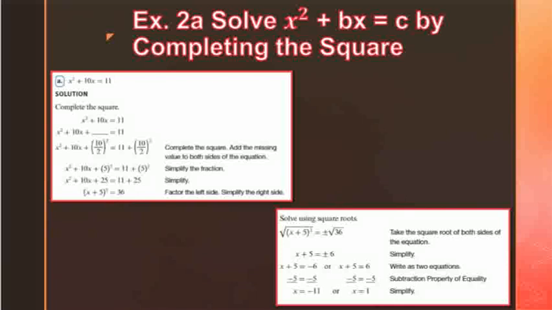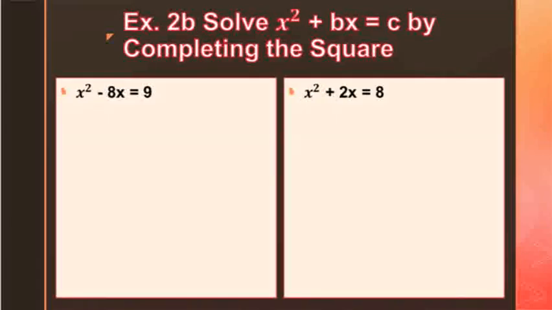Second example, solve x squared plus bx equals c. So the only difference in this problem is that our c is on the other side. We're still going to complete the square like we just did, but whatever we did on one side, we need to do on the other: add the same number to the other side. We're going to add that to c. Then we solve for x. So let's take a look at an example here.